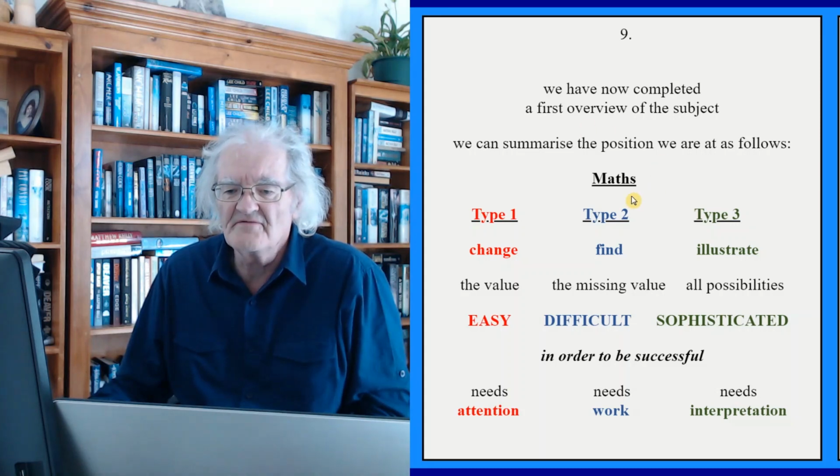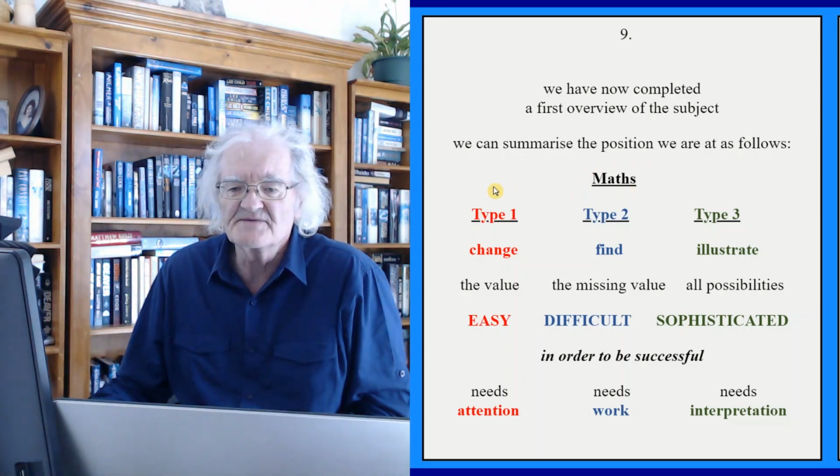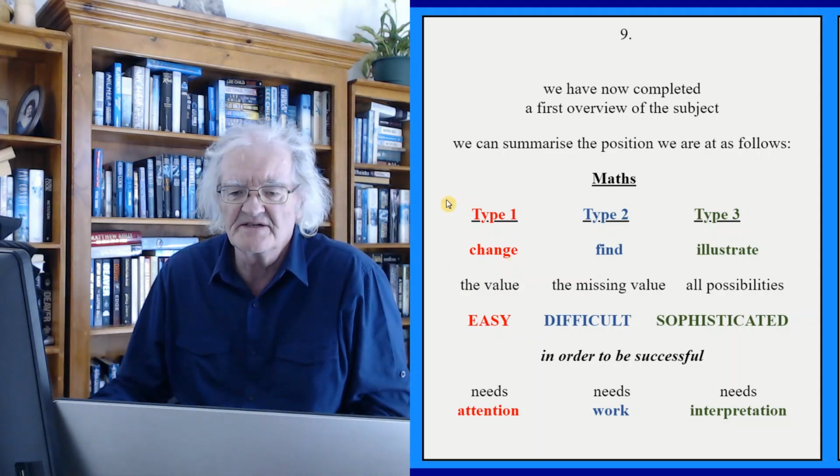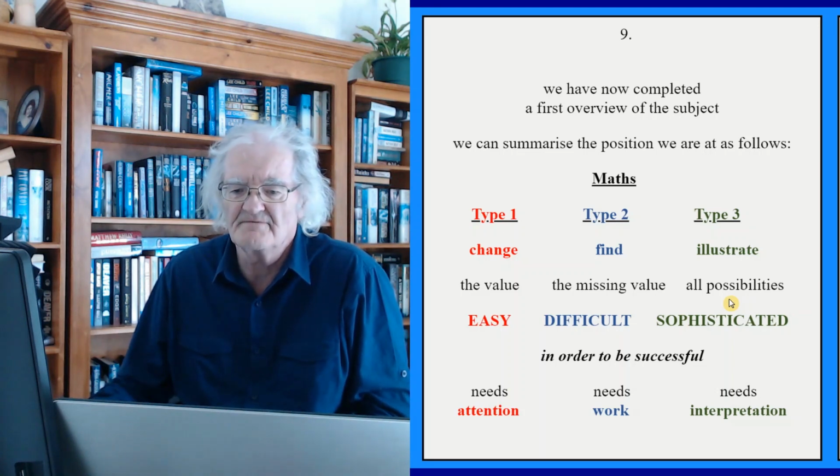Our understanding of maths generally is based on knowing there are three types of situation we will be dealing with. The first changes the value of something. Emphasis on a change is occurring. The second finds a missing value. We are seeking something. And the third illustrates what can happen. It illustrates all the possibilities based on that type of change.